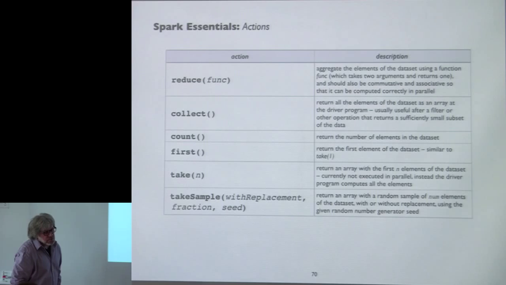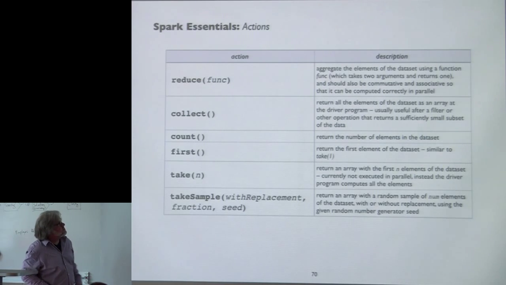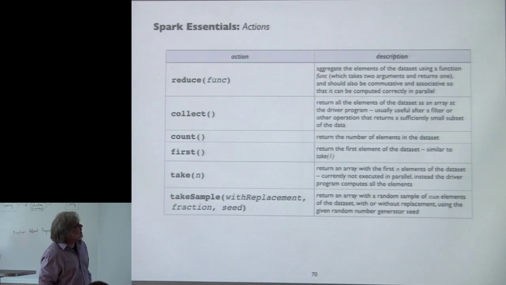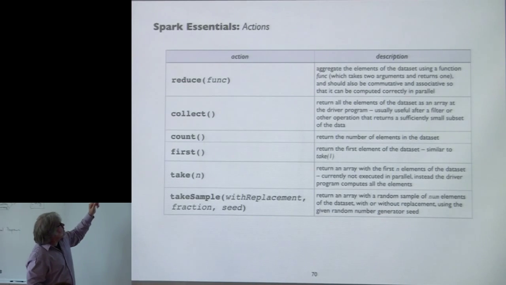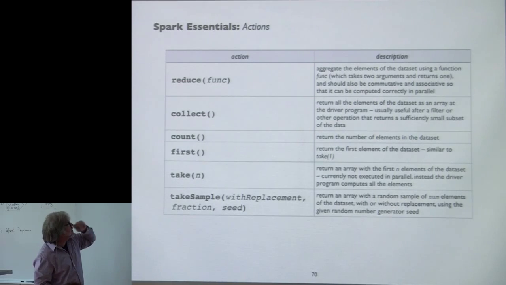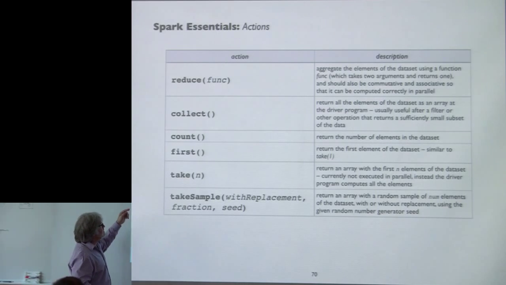Actions, though, are what cause the graphs to be evaluated. I don't think we'd shown a reduce yet in any of the examples, but it's similar to the idea of a reduce in Hadoop. And this does require that the function inside is both commutative and associative. And that way you can do the reduces in parallel. A collect and count, we'd shown those. Another thing you do a lot is to say take.